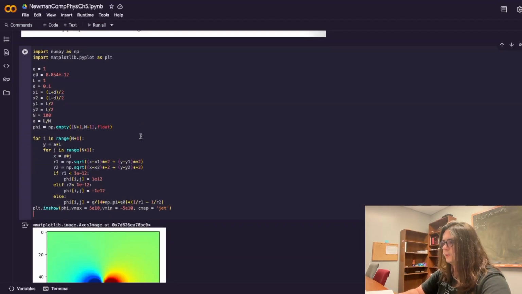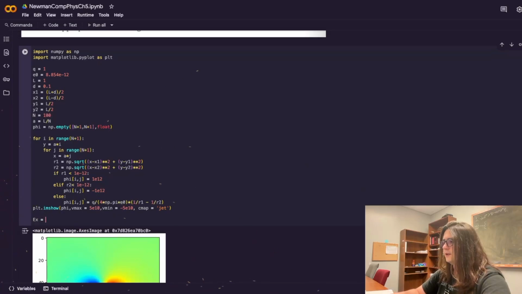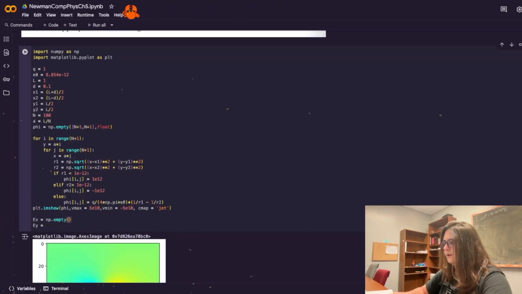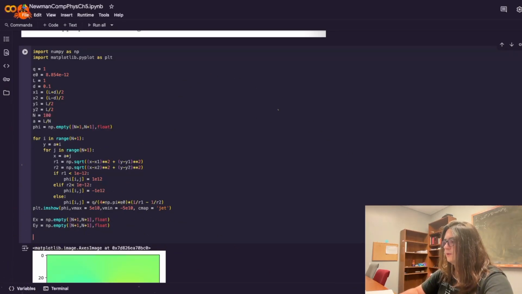So let's create a couple more output arrays, Ex and Ey. I'm going to end up using the quiver function from matplotlib to show this, and that takes in an x array and a y array. So that's why I'm doing Ex and Ey. They're going to be the same shape as our phi output array, so n plus 1 here with data type float, and again, Ey is going to be the same shape, but what we're going to do with them is going to be different.